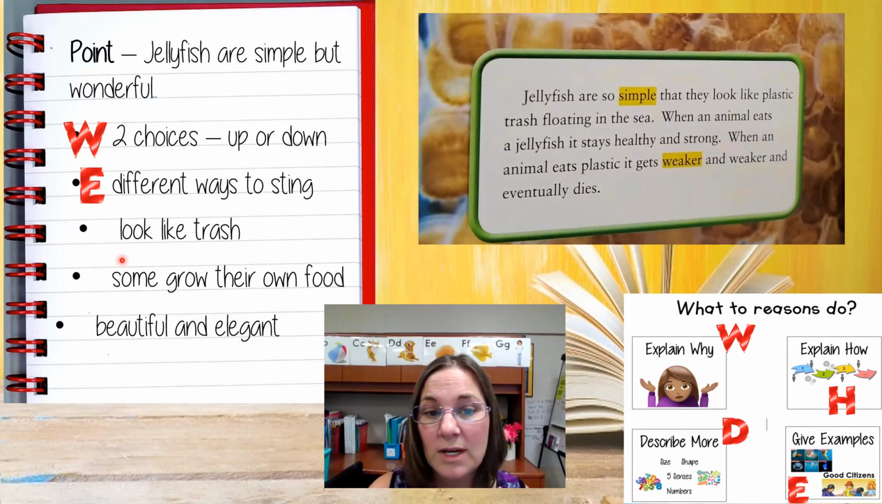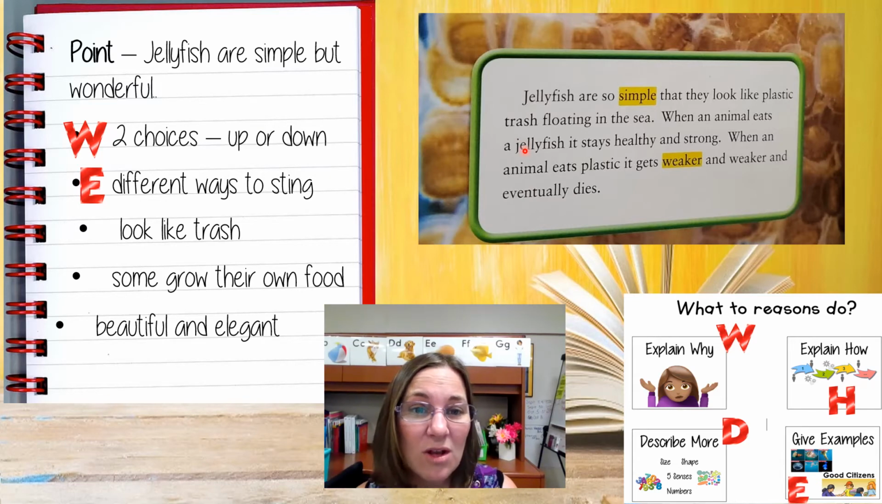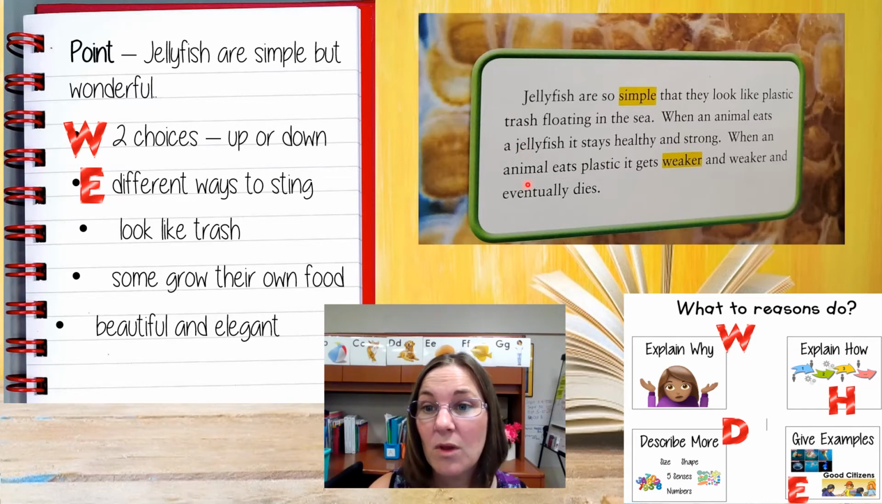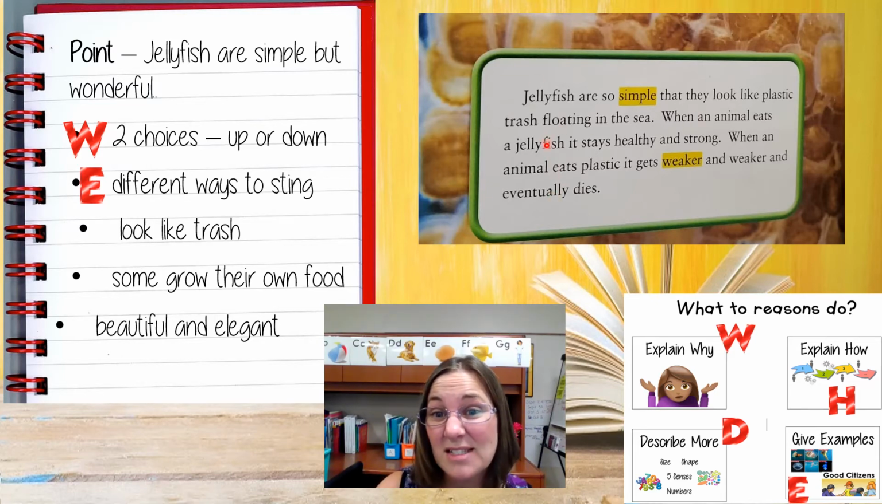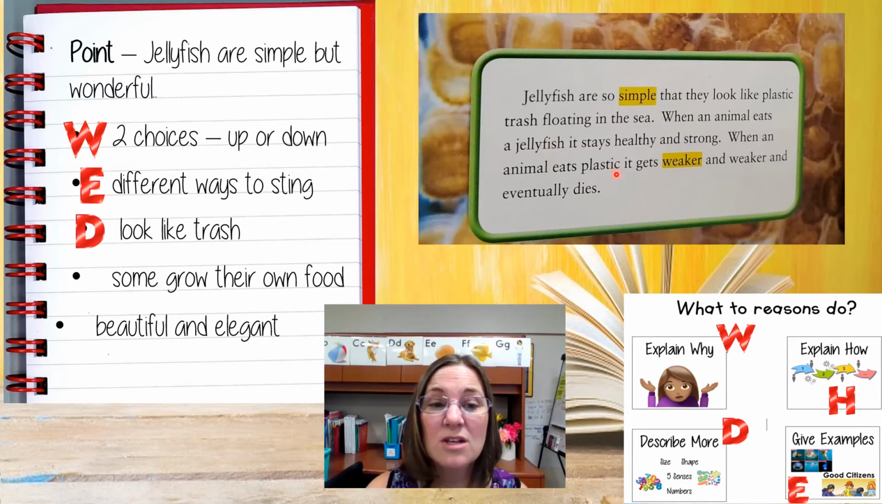Our next reason was they look like trash. And so I'm going to look back at this page and think, how did the author develop that reason to show that the jellyfish are simple and wonderful? Well, it says they look like plastic trash floating in the sea, and it kind of uses that describing word, right? Looking like plastic trash. I can really get a picture of plastic trash in my head. So the author is describing what they look like.